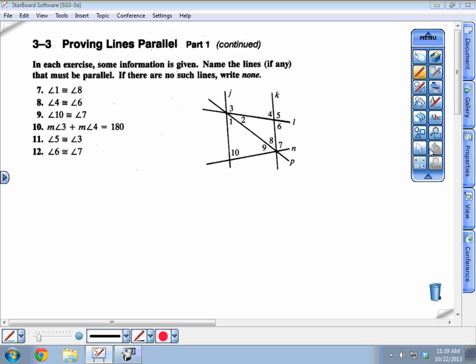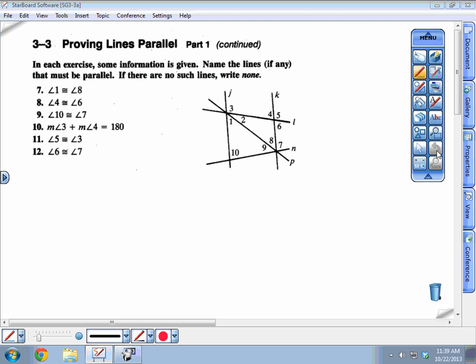Measure of angle 3 plus the measure of angle 4 is equal to 180. So if I have 180 degrees between these two angles, if they total 180, what do I have? They're supplementary. They are what kind of angles between these two lines and this transversal, right? So J and K can be parallel again from that. So is this number 10 now? That's number 10.